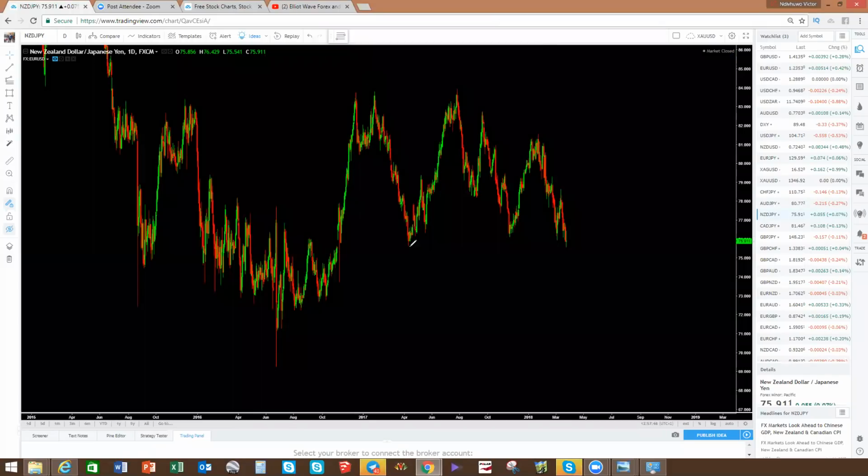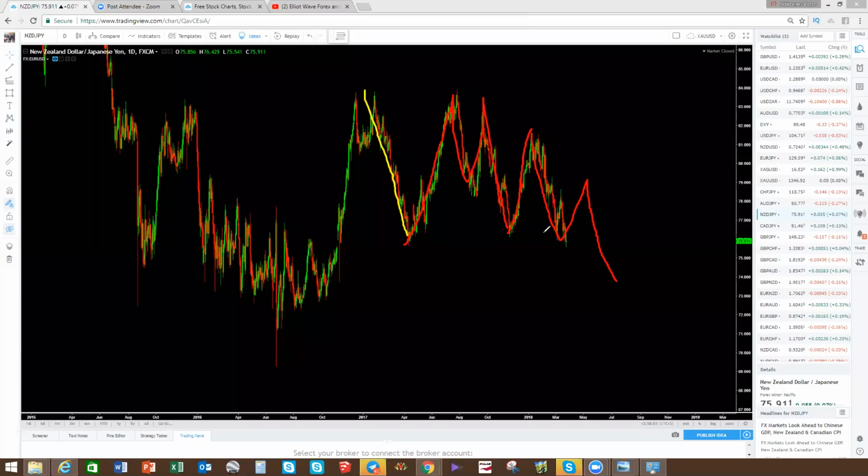So New Zealand is a little bit different because you have here, this was your impulse, and then this is correcting like this. 1, 2, 3. And then you'll expect 1, 2, 3 there. So what you have there is this possibly doing that before it goes up. And then in here will be a 1, 2, 3 waves.